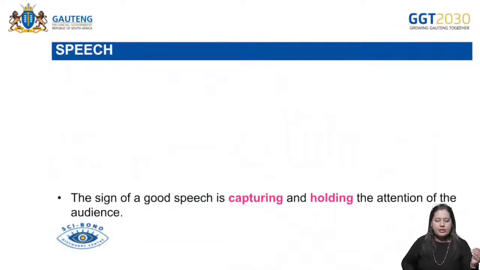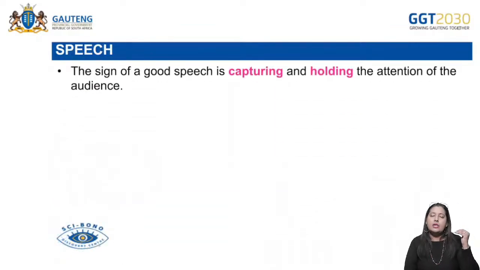All right. Then further on to that, grade 12s, is when we're looking at what a good speech is all about. Remember, it's about capturing my attention as the reader in this case, or the marker in this case. Are you able to capture my attention and hold my attention with the content that you are giving me?